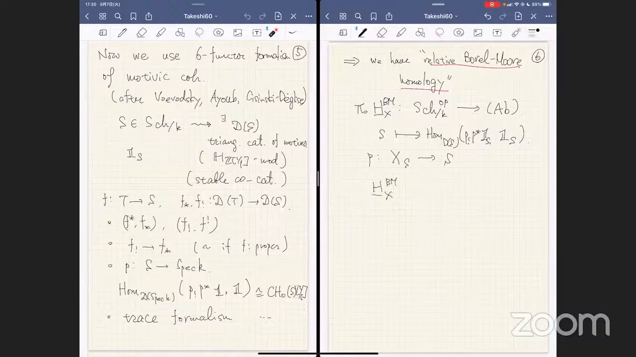But as you can imagine from the notation, the main player would be this guy without taking pi naught, which is from schemes over K, op, to the derived category of abelian groups. Well, in fact, this is the infinity category of the derived category of abelian groups. So if you don't know anything about infinity categories, you can just think that this is a derived category of abelian groups. But in fact, it has more information than just that. And taking this guy is just RHom in some sense. So just because we are taking RHom, we have the value in the derived category.